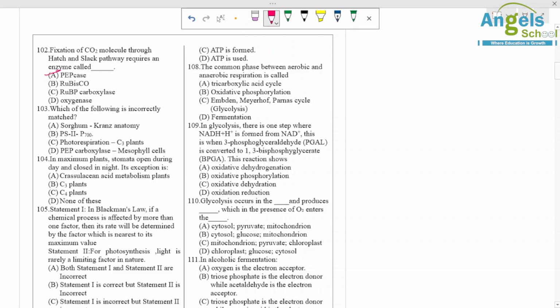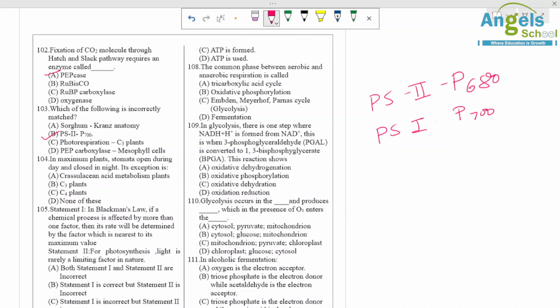Which of the following is incorrectly matched? Sorghum, Kranz anatomy. PS2, P700, which is wrong because PS2 is P680. PS2 is P680 and if PS1 is there, then the correct option is P700. But here the incorrectly matched option is option 2. Then photorespiration in C4 plant, in C3 plant, and PEP carboxylase is present in mesophyll cells. Both are correct.